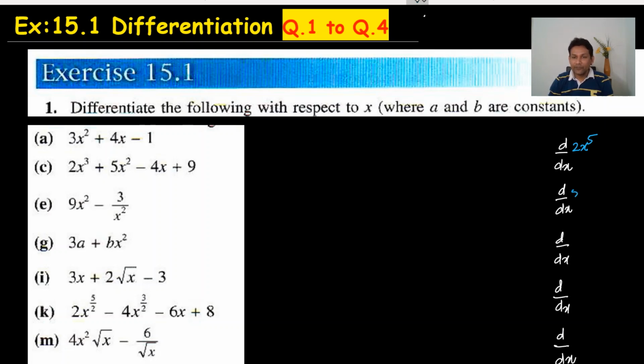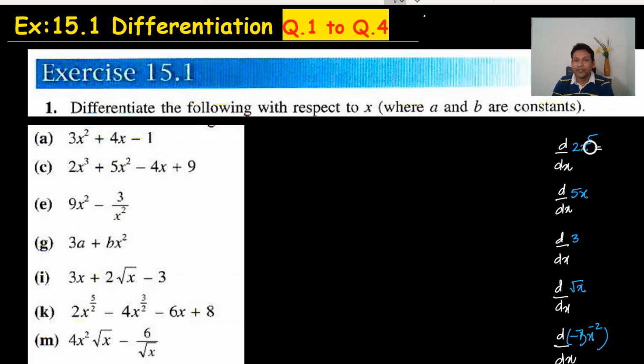This is only 5x, this is only 3, and here I'm writing, suppose, under root x, and then 1 upon x with negative power, and 3x power minus 2. When you do this basic differentiation, you will be able to do this question. This exercise is important because we are doing each and every step to understand the differentiation. After this exercise 15.1, questions 1 to 4, you will be able to do the other, difficult questions more easily.